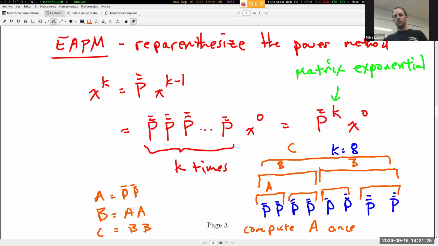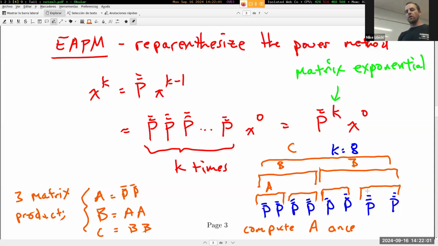Now with only three matrix products, I'm able to do the computation of these 8 matrix products altogether. So instead of having 8 matrix multiplications, reduce it down to 3. If we go up one more level, instead of doing 16 matrix multiplications, we go down to 4. So it's called exponentially accelerated. We get that extra log term in our runtime because of this parenthesization right here.